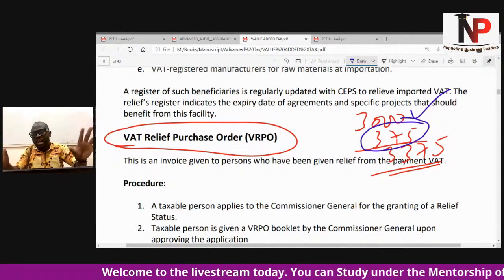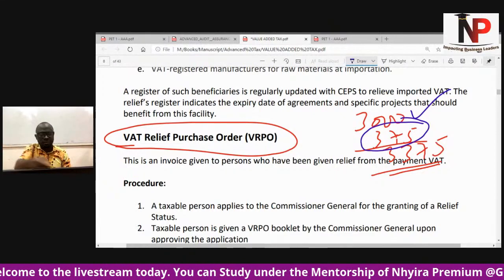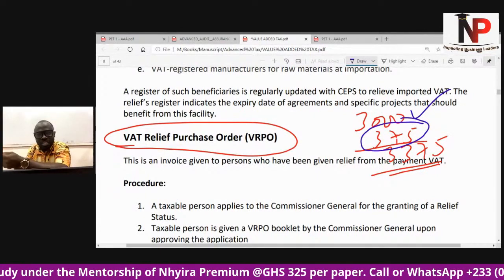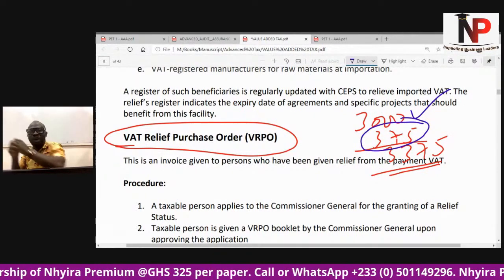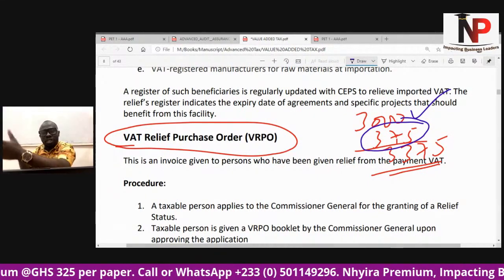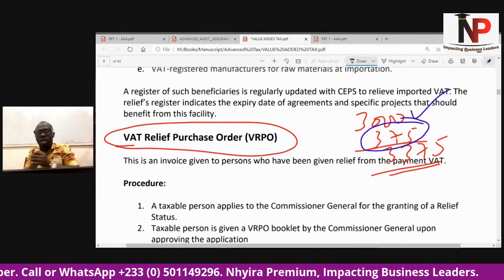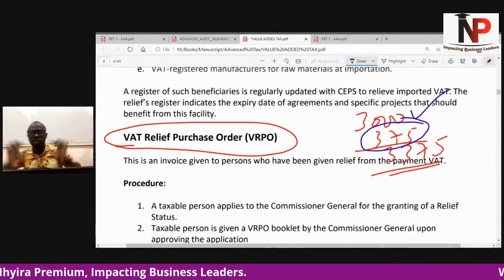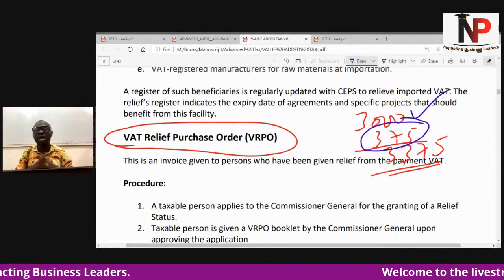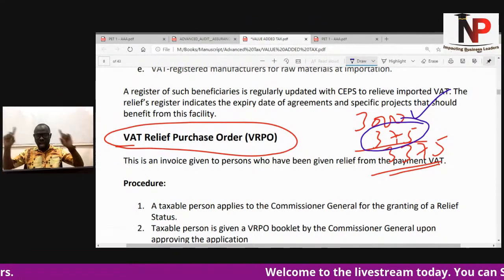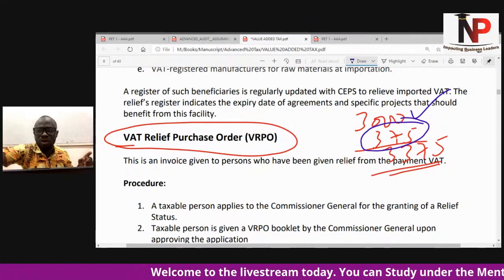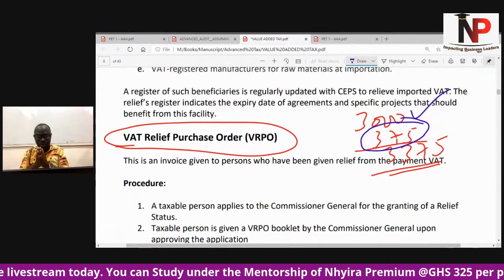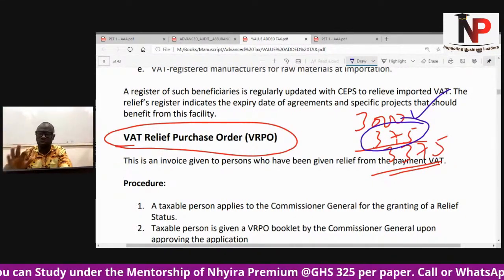So to avoid that conflict, when you issue the VAT relief purchase order document to me, I attach it to my returns. And then when I'm filing the returns, it will be seen, so that the Commissioner General will know that, oh, okay, I didn't actually collect this VAT because this sale was given to a relief organization. This is how the VAT relief purchase order works. I hope it makes sense. Comment in the chat box any questions you have for me, and make sure you understand the principle very well of how this works.